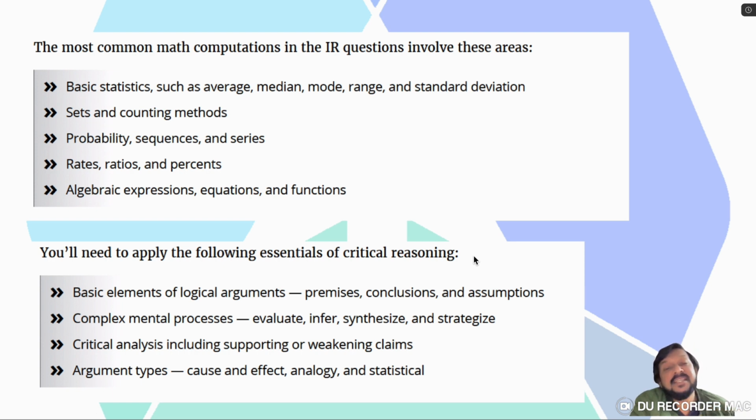Very critical analysis of what can strengthen or weaken the argument that has been placed in the passage, and the type of arguments, that is, what is a cause, what is an effect, is the analogy that has been created in the passage a right analogy or not? What type of statistics has been used, and is it relevant statistics to reach that type of conclusion? If you have that, it will be a great skill to have in this section.